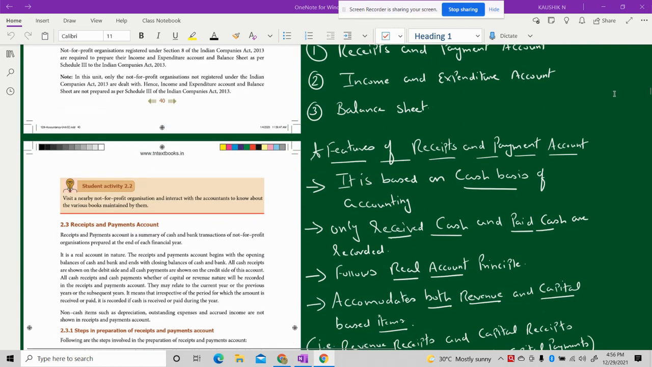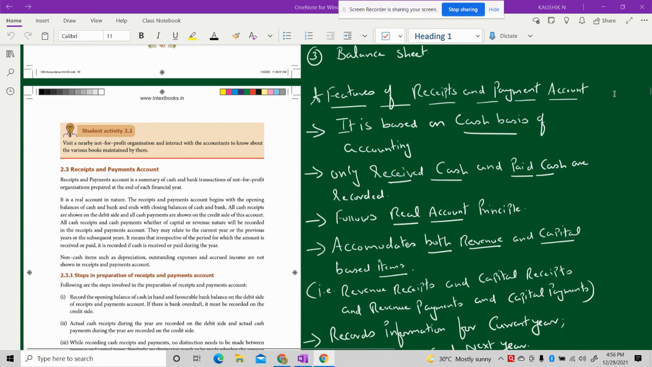Let's start with the features of the receipts and payment account. The account itself says it is an account which deals with receipts, that is inflow of cash, and payment, that is outflow of cash. So receipts and payment account is completely based on the cash basis of accounting and not on any other basis of accounting. So they follow cash basis of accounting. I repeat it, receipts and payment account in an NPO follows cash basis of accounting.